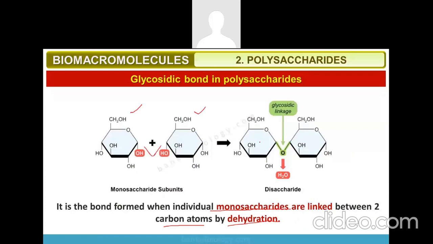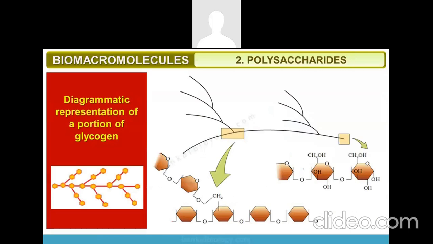Just as we saw the formation of the peptide bond in protein molecules, the polysaccharides also have a salient feature, the formation of glycosidic bonds. The glycosidic bond is a bond that is formed when one monosaccharide is linked to another between two carbon atoms by the process of dehydration. So we can find one monosaccharide here and the other here, and both of them are combined together by the formation of a bond, which is the glycosidic linkage or the glycosidic bond, and in the process one water molecule is released.